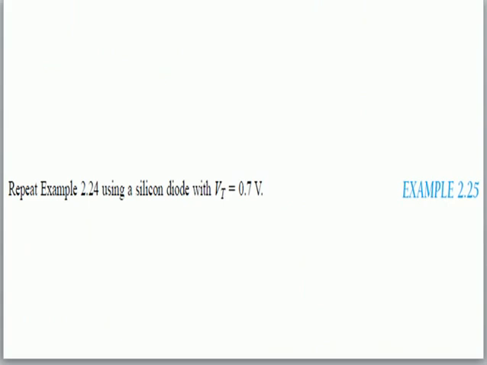In the next example, repeat the last example by using a silicon diode. In that case, Vt is equal to 0.7 volts. So do it by yourself.